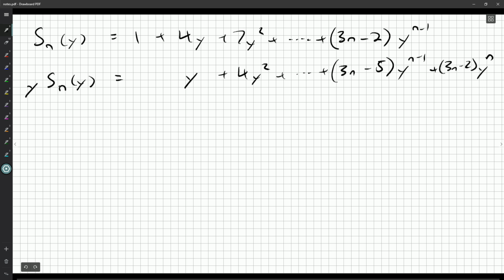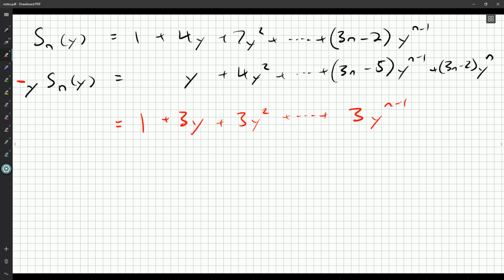Now, I've lined this up for a reason, because what we're going to do is we're going to come along and subtract. We're going to be left with 1, and then 4y minus 1y is 3y. 7 minus 4 is also 3. 10 minus 7 would be another 3. And you just keep going on like this, and you get 3s everywhere. That's the nice part of using the arithmetic sequence here, the fact that all the constants have a common difference. And this part in here will have a very nice expression, and then we also have to subtract (3n minus 2) y^n.